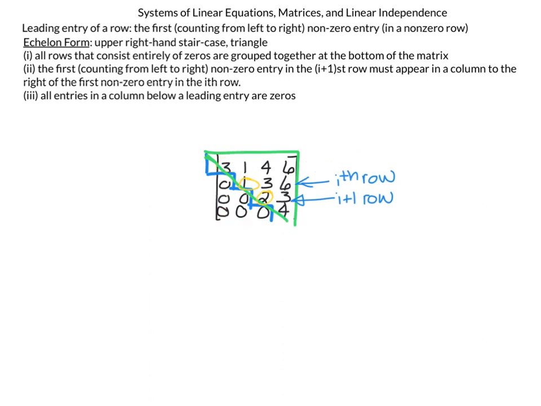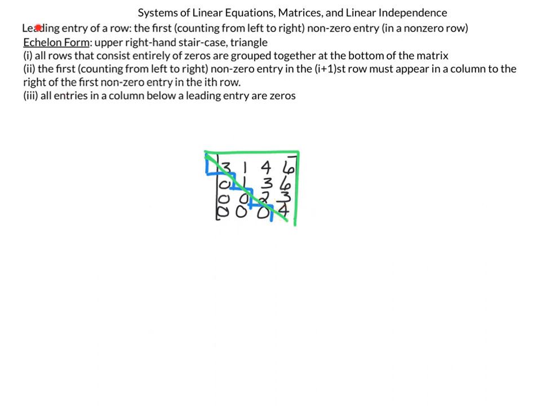And now we take our third row as our i plus 1 row, and the second row as our ith row. Here is the first non-zero entry for the i plus 1 row. Here's the first non-zero entry for the ith row, and you can see this non-zero entry appears to the right of this one, which is exactly what this is asking. And finally, for the fourth and third row, you see that this condition also holds.